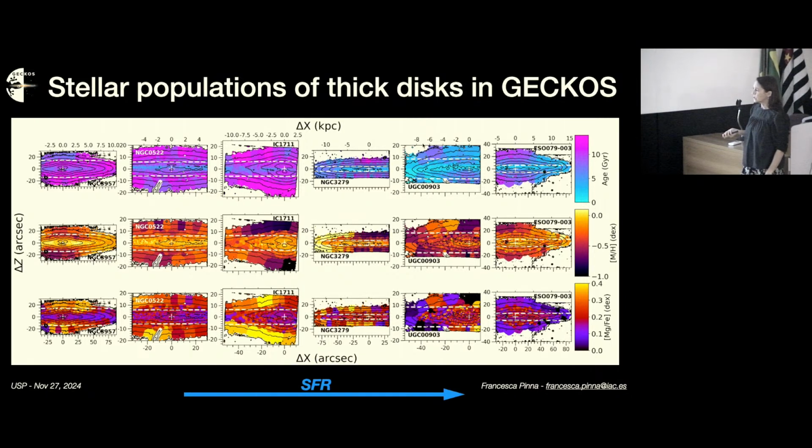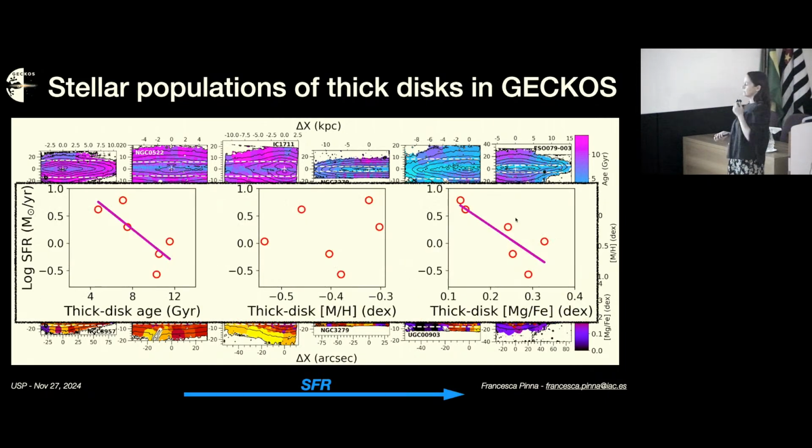For the chemical composition, so metallicity and magnesium over iron, we see clear differences between the thin and the thick disk only in the galaxies that are more quiescent, where we see a clearly metal-rich thin disk and a thick disk which is metal-poor, and which is also alpha-enhanced in contrast to the thin disk. And these differences are lost in the latest type galaxies, those with the highest star formation rates.